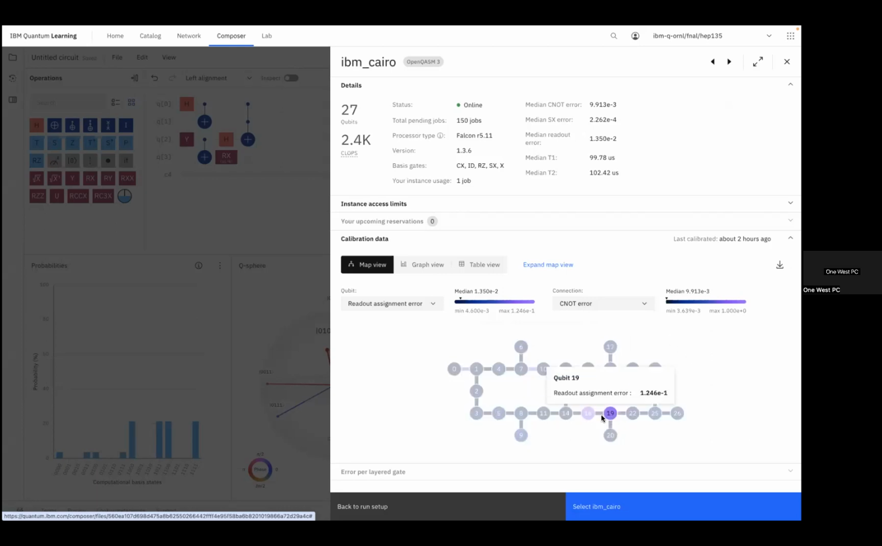They also tell you about the quality of the qubits here, right? So these that are a little bit more purple are going to have more errors associated with them, due to noise and due to imperfections in qubit construction.